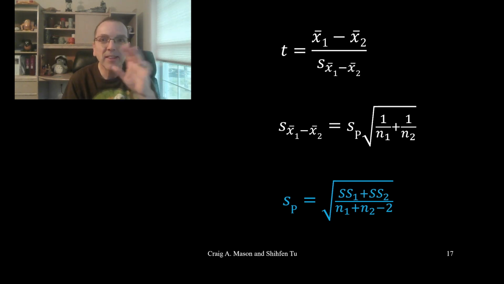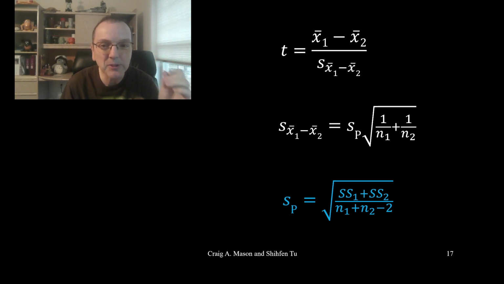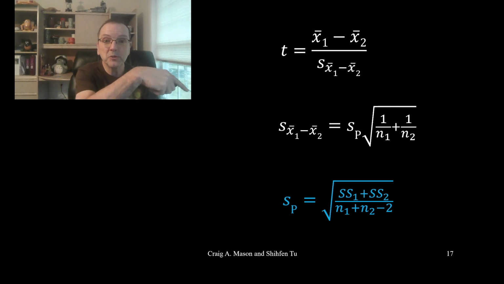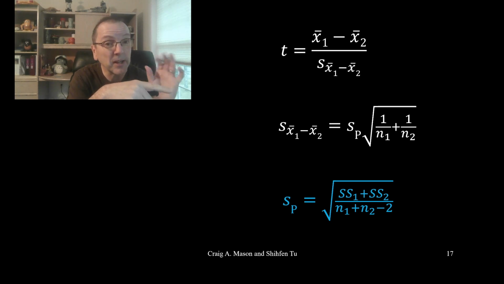The pooled standard deviation is the square root of the sum of squares for sample 1 plus the sum of squares for sample 2 divided by n1 plus n2 minus 2. We're going to then use this pooled standard deviation formula to calculate the standard error of the difference in means, which we then plug into our t formula.